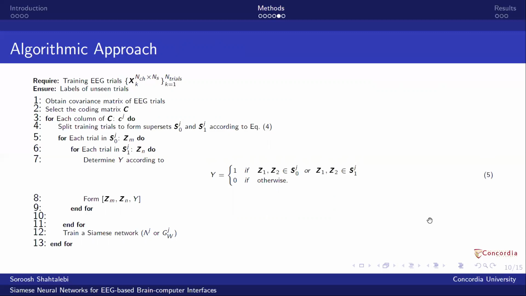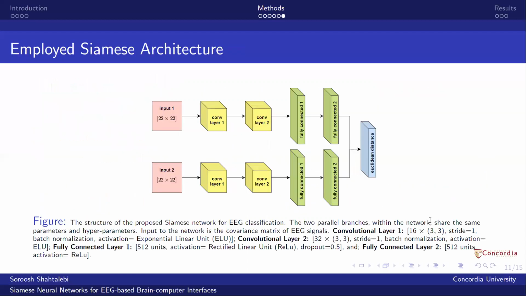Here is the algorithmic approach that we have. And here is the neural network that we have. Please pay attention that in this work, we are using the covariance matrices of the EEG trial as the input to the system. That's why the input is of size 22 by 22, because the EEG signals have 22 channels. And you can see the details of the network in the caption.